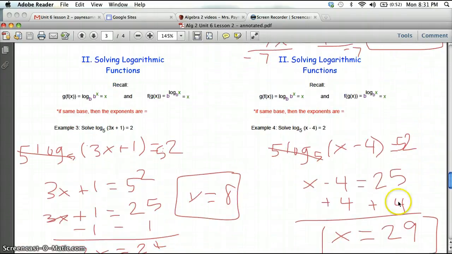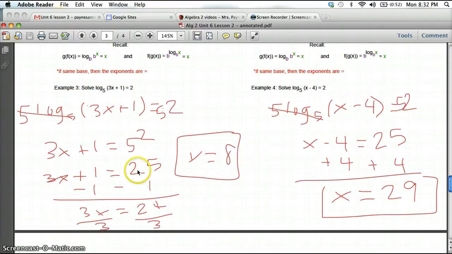Okay? Now we're going to solve log equations where you have log base 5 of 3x plus 1 is equal to 2. So what you want to do is get rid of this log here. So you're going to add a 5 in front, which cancels that out, but what you do to one side, you've got to do to the other side. So you're going to put a 5 to the front here on the other side. So you've got 3x plus 1 is equal to 5 squared. So 3x plus 1 is equal to 25.